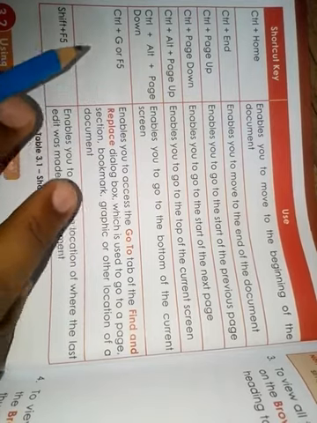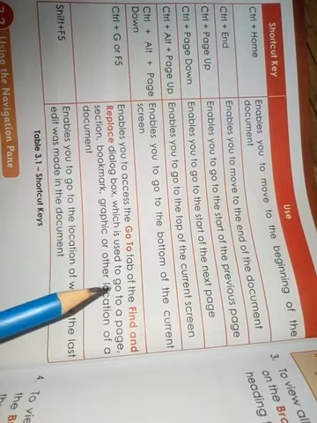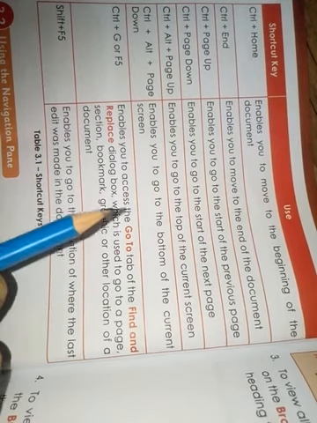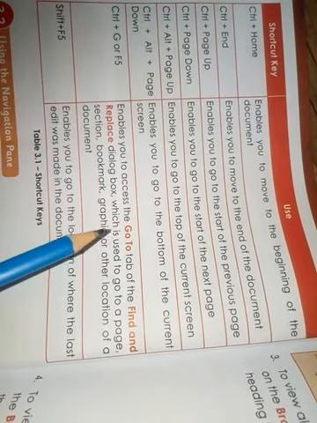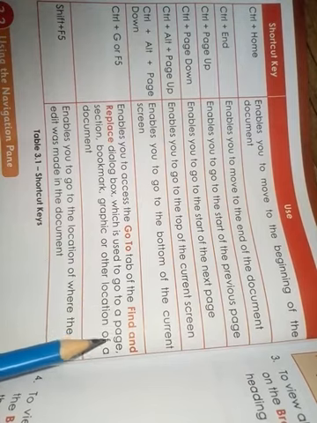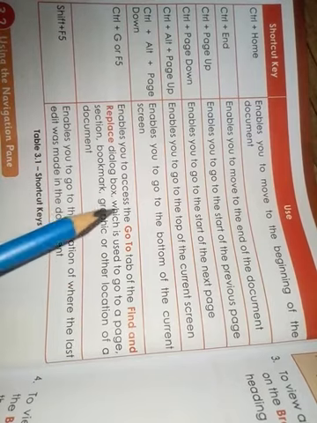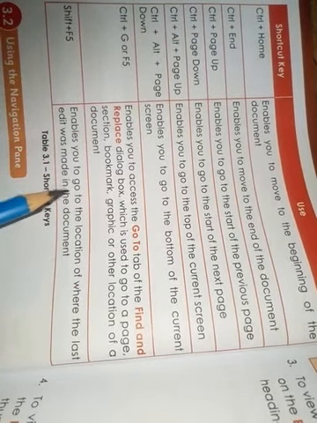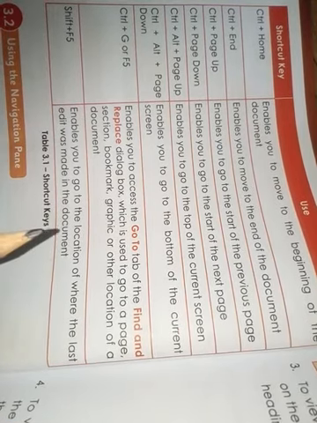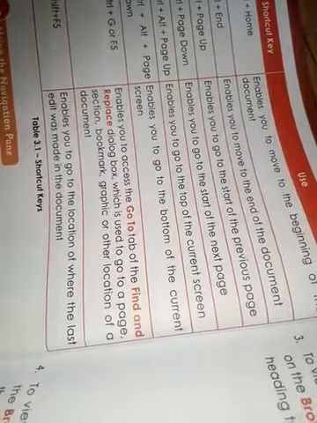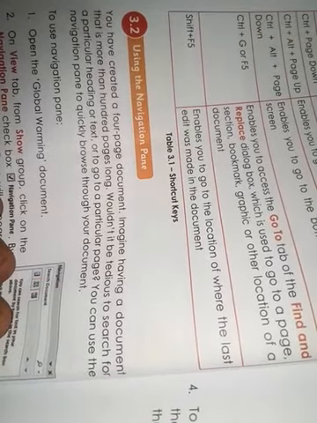Here you can see Ctrl plus G or F5 opens the Go To tab in the Find and Replace dialog box. Ctrl plus G brings up the Go To command, which is used to go to a page, section, bookmark, graphic or other location in a document. Shift plus F5 takes you to the location where the last edit was made in the document. This is about the shortcut keys.